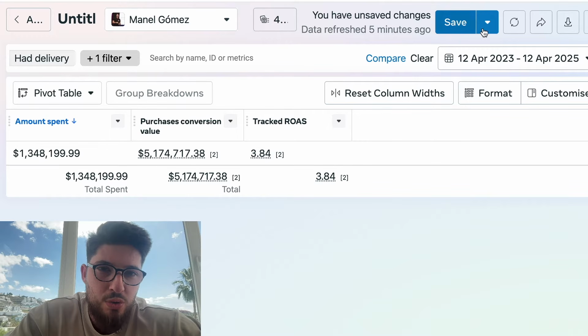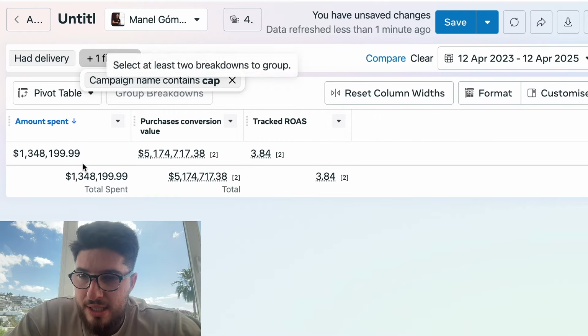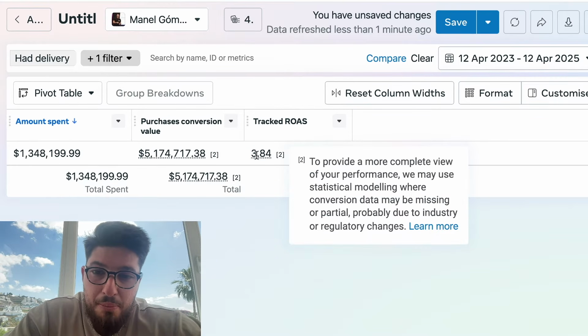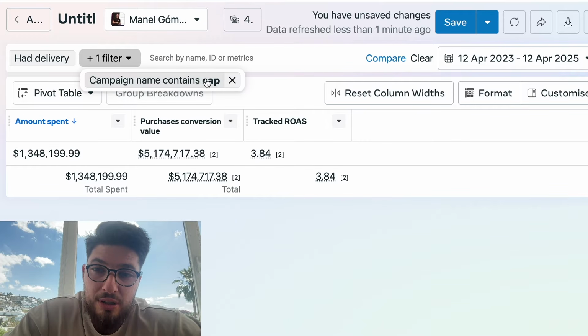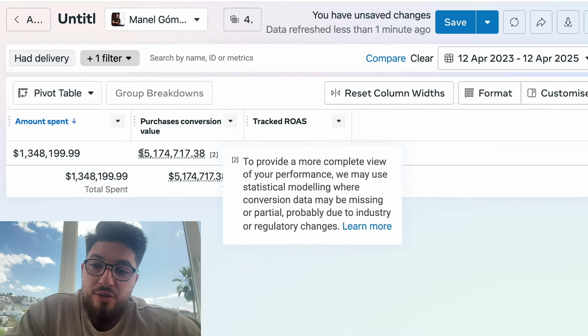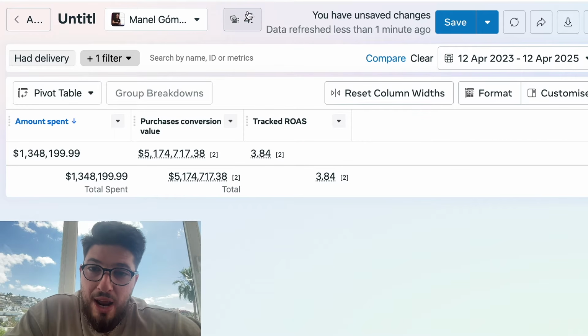2023 till April of 2025, you can see right there that when campaign name contains cap, we did 1.3 million ad spend, 5.1 million purchase conversion value at a pretty good ROAS, and that's only including campaign name contains cap, meaning we are not including those ABO ad sets where I'm using bid cap and cost cap, which is a lot. So 5 to 10 million in sales with those manual biddings for 3 brands, 3 ad accounts.